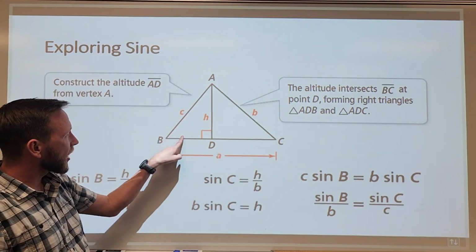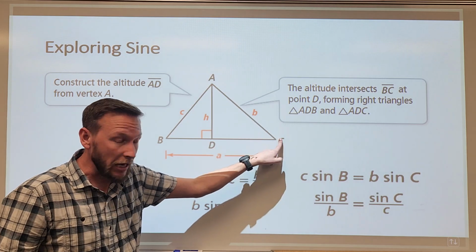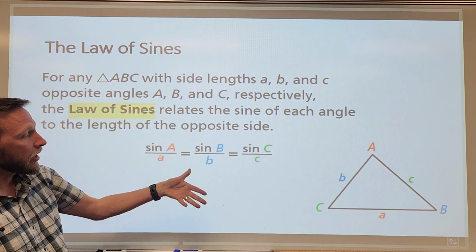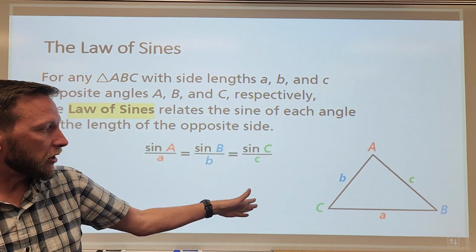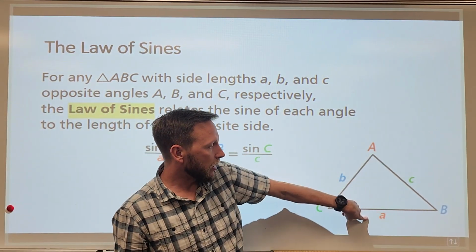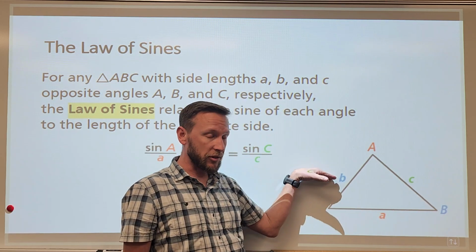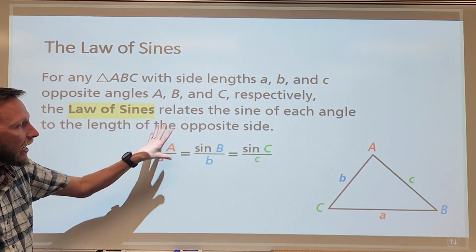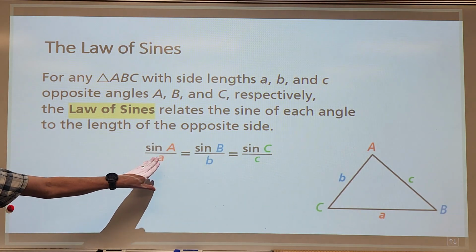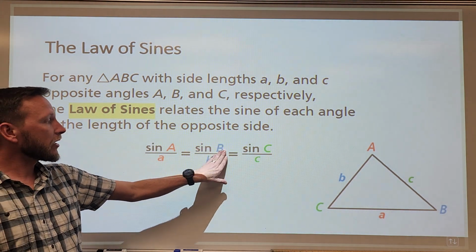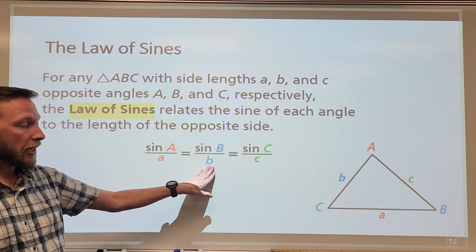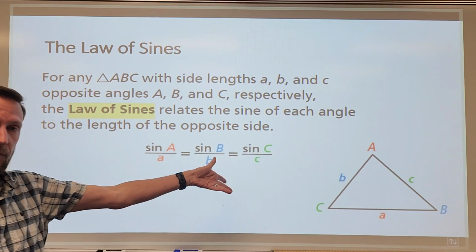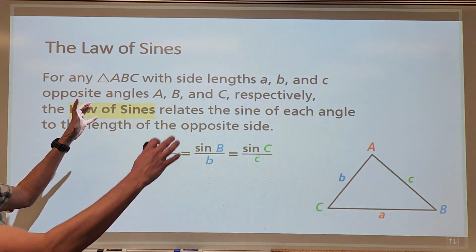That the sine of this angle divided by the length of its opposite side is equal to the sine of this angle divided by the length of its opposite side. And we can extend that even further. So in any triangle ABC, with side length a opposite angle A, length b opposite angle B, and length c opposite the angle at C, we can find those relationships by taking the sine of angle A over the length of the side opposite angle A, the sine of angle B over the length of the side opposite angle B, and that is all equal to the sine of angle C divided by the length of the side opposite angle C. So this is the law of sines.